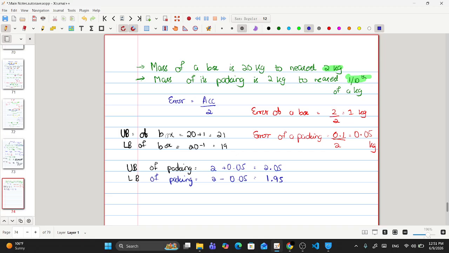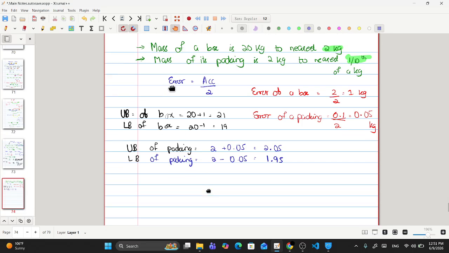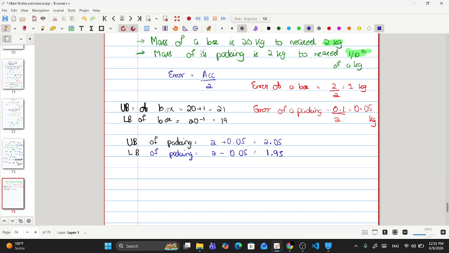This is where we are done with half of the question. Yeah, because I think we have to integrate a formula. Exactly. Now, what is the formula? The question says, now look, focus on the question: find the upper bound of the total mass of the box and its packing. How do you make a formula?